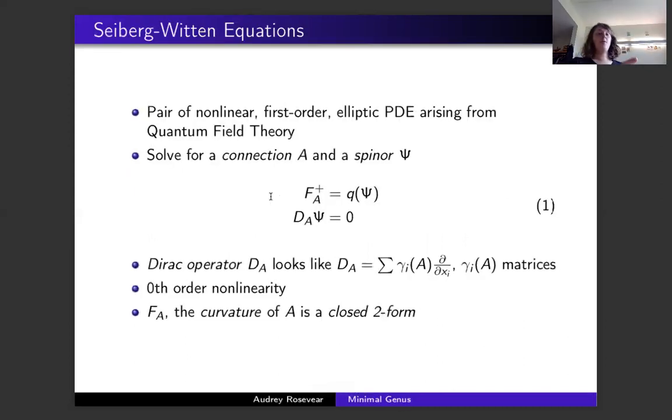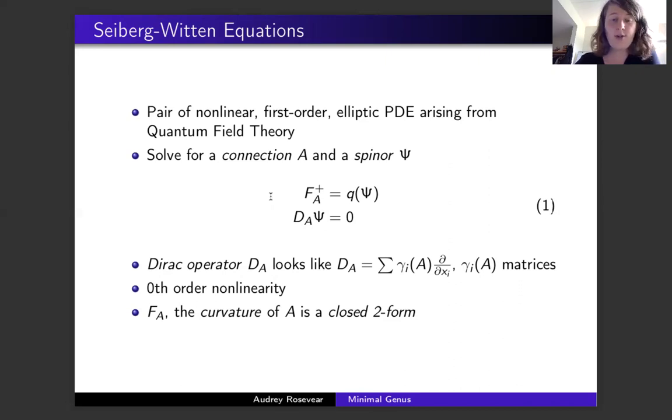So what we're going to be doing is studying closed-2 forms via the Seiberg-Witten equations. This is a pair of nonlinear first-order elliptic partial differential equations arising from quantum field theory. If you aren't familiar with what a lot of those buzzwords mean, first order only involves first derivatives. That's very good. Elliptic is a very, very nice class of partial differential equations to work with. Nonlinear is bad, but the nonlinearity here is somewhat mild.